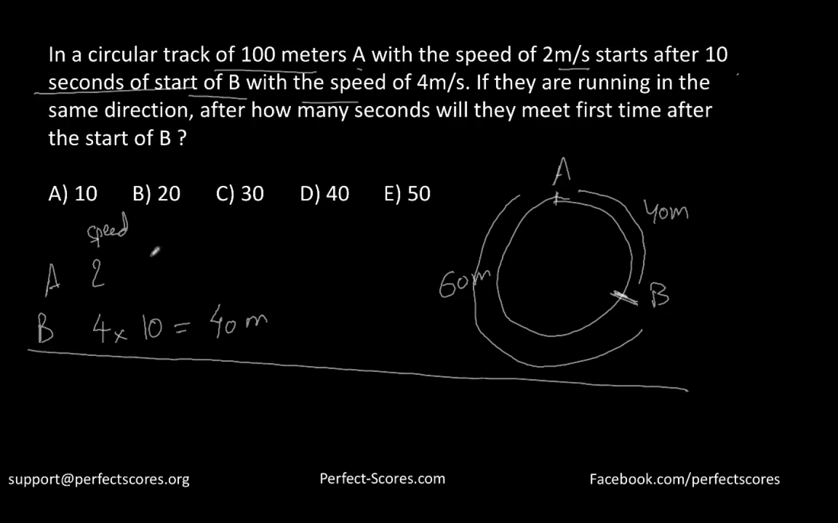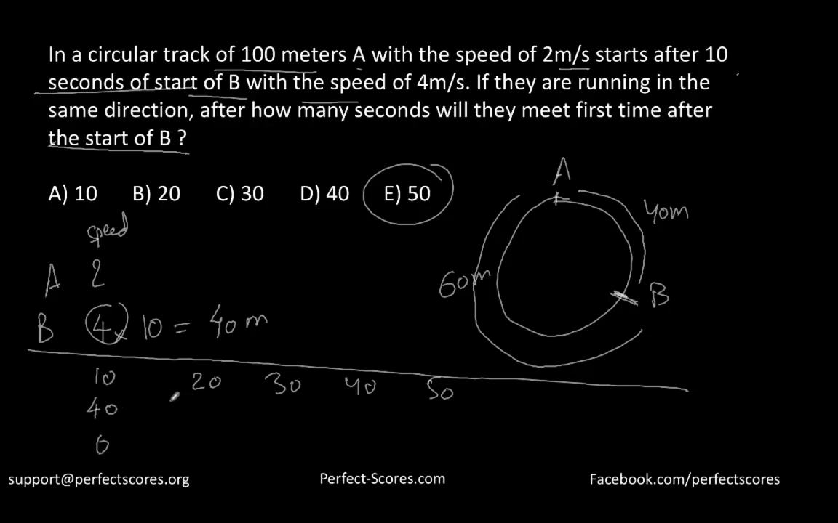What is the speed of B? Speed of B is 4. So let's talk about what happens after 10 seconds, 20 seconds, 30 seconds, 40 seconds, and 50 seconds, because you already know that these are the 5 answer options. How many seconds will they meet for the first time after the start of B? After 10 seconds, B would have covered 40, A would have covered 0. In the next 10 seconds, B will cover another 40 and A will cover 20.